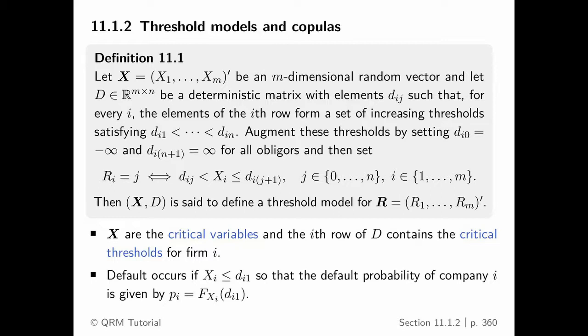But in order to make defaults and rating migrations dependent, we are going to put the dependencies into this vector. So this is going to be a vector of correlated critical variables. So we have one for every firm. And then we have a matrix of thresholds. The number of rows is the number of firms, and the number of columns represents the number of states that interest us. Are we interested in rating categories and default, or are we only interested in default? If we're only interested in default, then n equals 1.